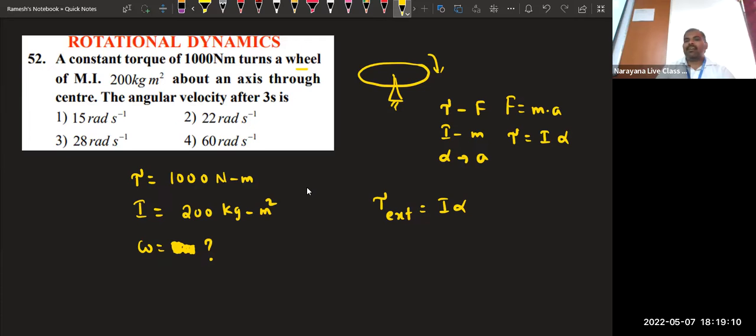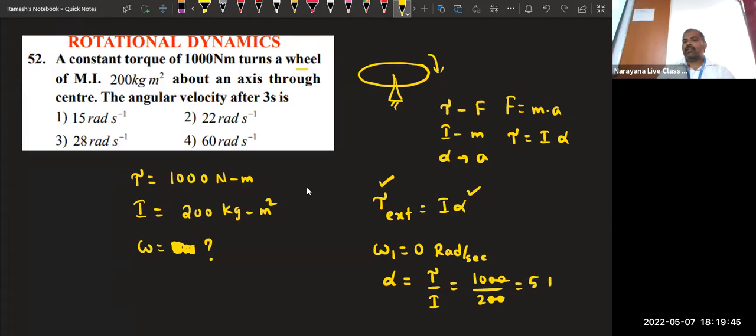Then if torque is constant, it means angular acceleration is also constant, na? Yes or no? What is the initial angular velocity? 0, no? Initially that potter wheel that you imagine is at rest. So initial angular velocity is 0 radians per second. And what is the angular acceleration? Tau by moment of inertia. What is torque equal to? 1000 by 200. So two zeros cancel out. So 5 radians per second square.